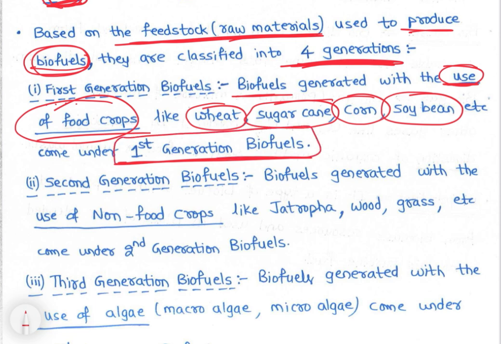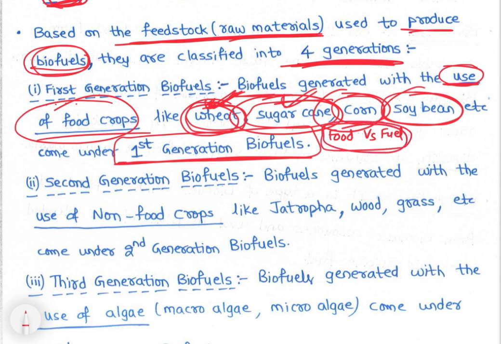And the issue with first generation biofuels is that we are using food biomass, right? Food crops biomass. So it would lead to the debate of food versus fuel, right? Because the food material we are using for fuel, and the food cultivation land will be shifted to biofuel cultivation, right? Because these plants we need to cultivate to use their biomass. So this will lead to the food versus fuel debate. Then comes the second generation biofuel to overcome first generation limitations, that is, to overcome the food versus fuel debate.